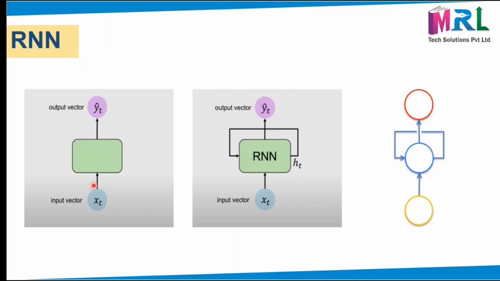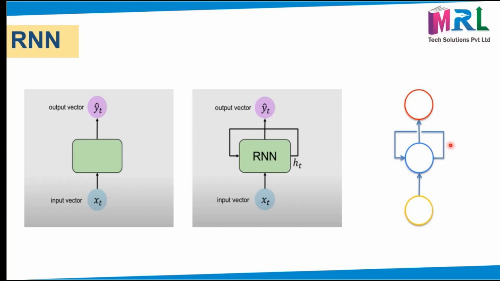We have the input and we have the output, but in the RNN you have the input and you have the output, plus you have a feedback. That is how the memory is achieved. Here you have the HT, that is fed back into the hidden layer. So this feedback loop performs as a short-term memory in the recurrent neural network. That is the basic idea behind that.